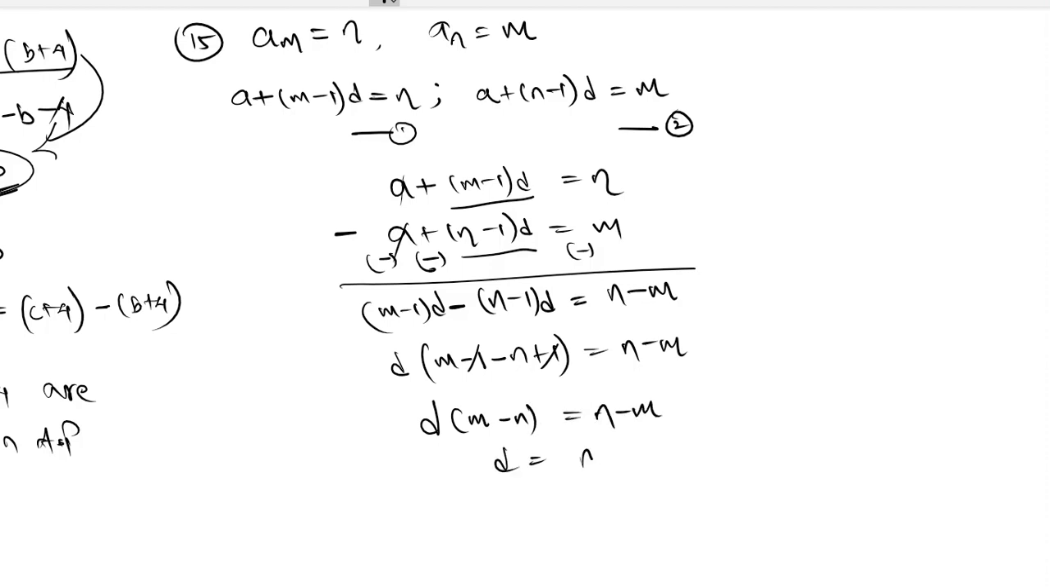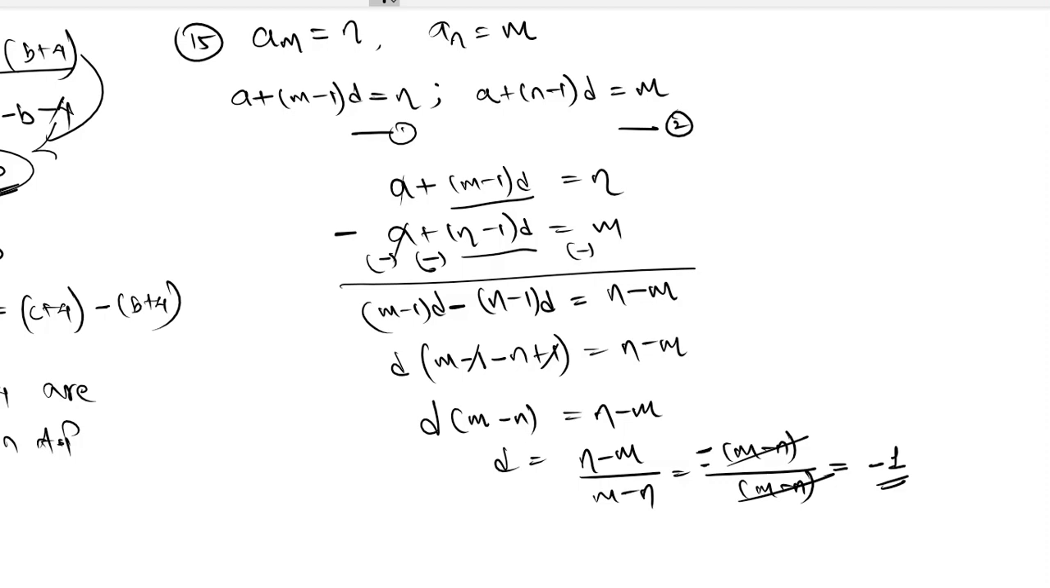So D is equal to (n minus m) upon (m minus n), which is minus of (m minus n) upon (m minus n). What did I do here? I took out the minus sign outside the bracket. So when I took out the minus sign outside, all the signs of the terms inside the bracket got reversed. And now I can simply cancel (m minus n) from the numerator and denominator to get minus 1. So D is minus 1. The common difference D is minus 1.